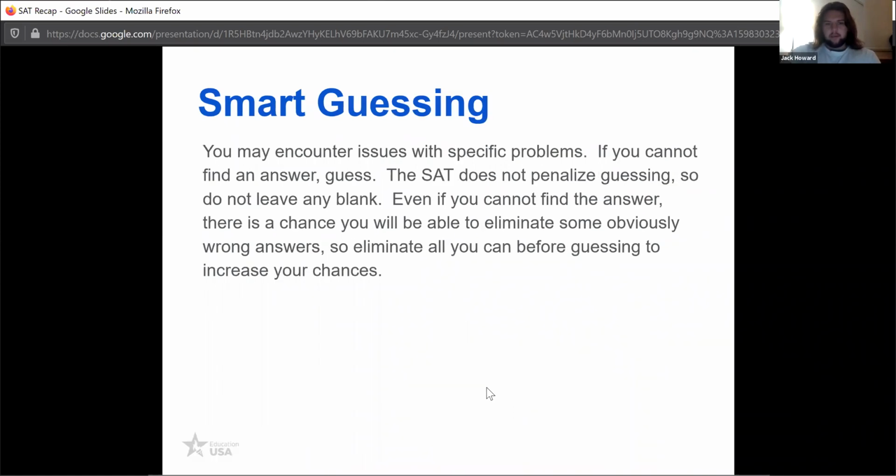Smart guessing is generally just the same as process of elimination. If something is completely confusing, use the figures, use some logic. Just try to eliminate any answer you can, because it is significantly better for your score to guess out of 3 than to guess out of 4 answers.